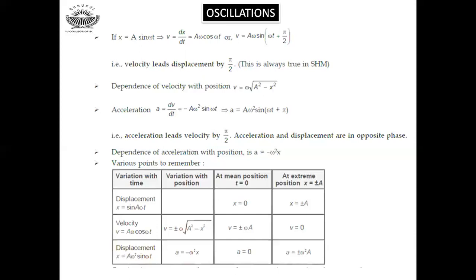Then velocity at mean position is maximum, so it is plus or minus omega a, and velocity at extreme will be 0. Next, acceleration will be given by minus omega square x, so it will be a equals to 0 at the mean position and maximum at extreme position, that is plus or minus omega square a.